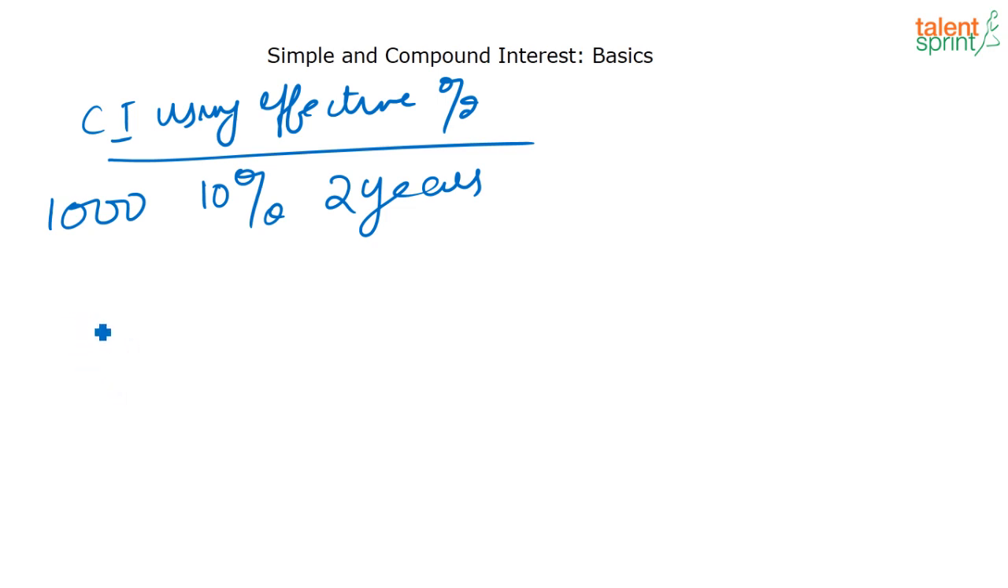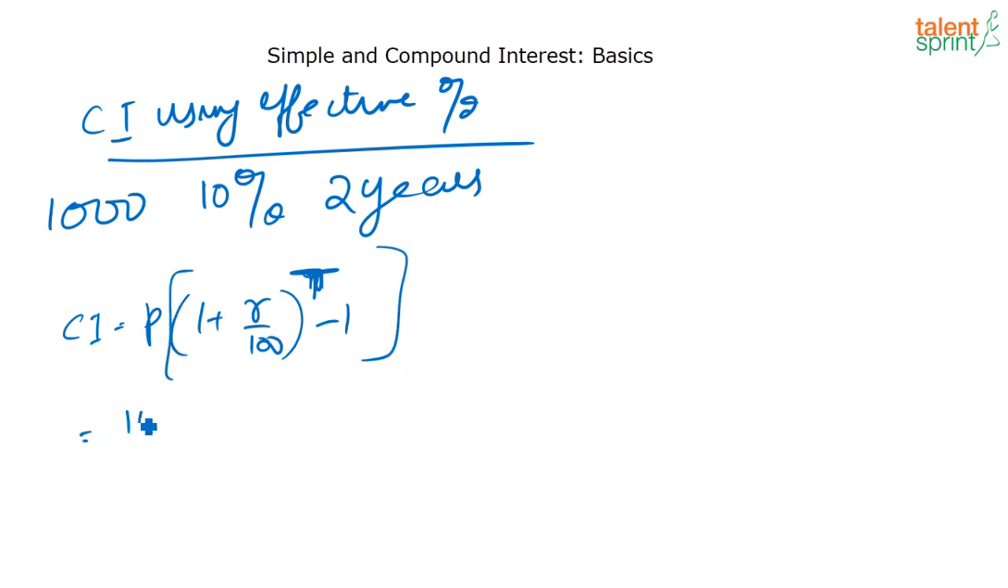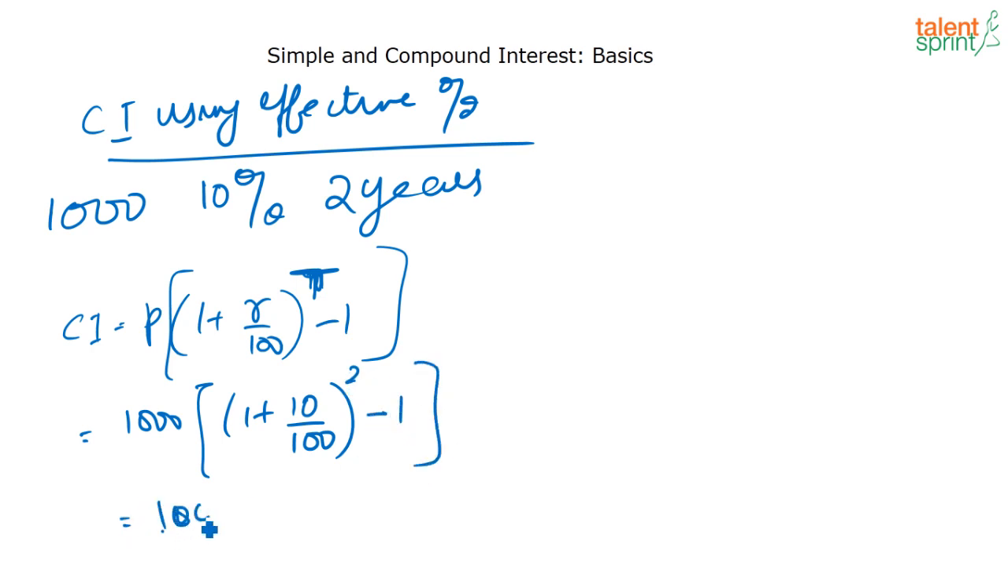Generally the formula that we learnt is compound interest is given by P into (1 plus r by 100) whole to the power t, minus 1. Here P is 1000, into (1 plus r by 100), where r is 10, the rate per annum, whole to the power 2, minus 1. So it is actually 1000 into (1.10 whole squared minus 1). When you simplify this, you will get the answer as 210, and the amount as 1210. Now here there is a lot of calculation involved, 1.10 into 1.10 and all that. So now let us see how to use the effective percentage concept for this question.